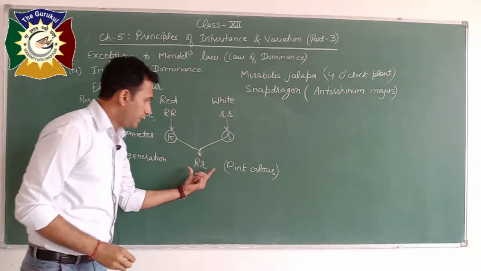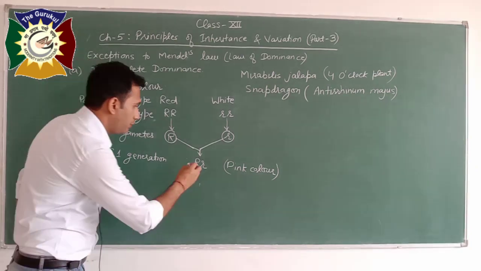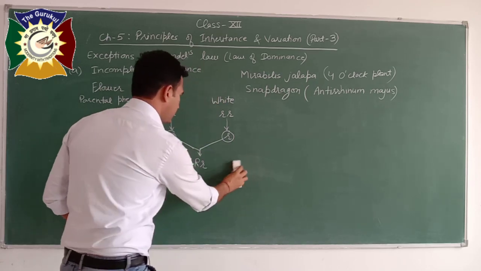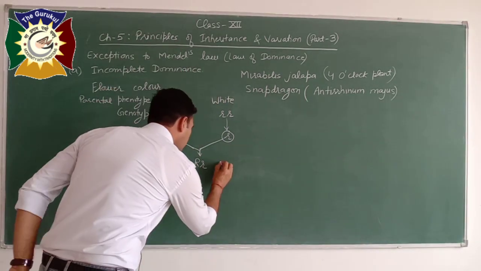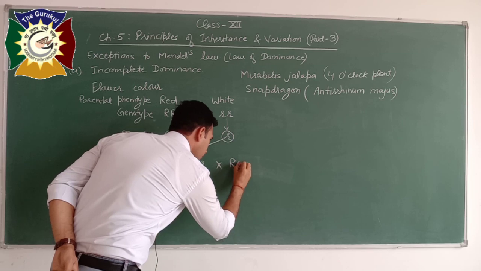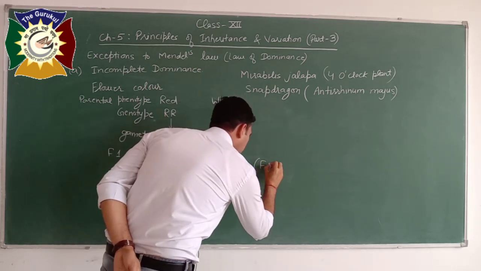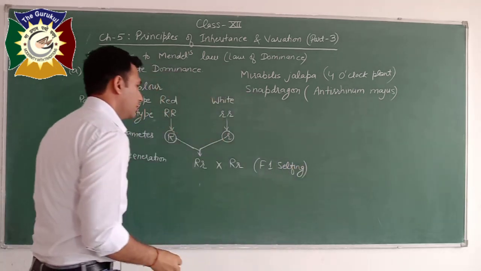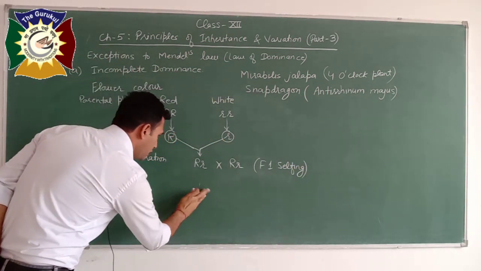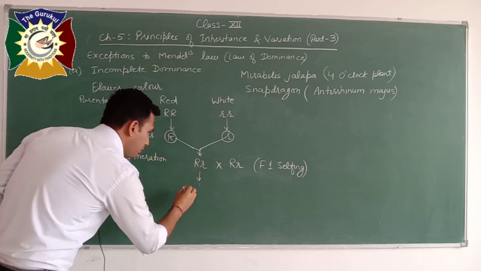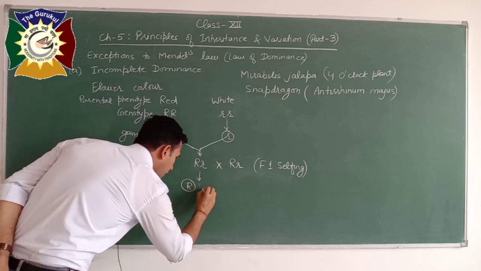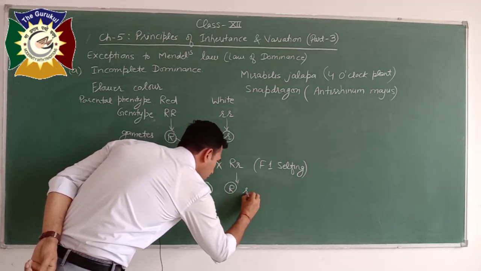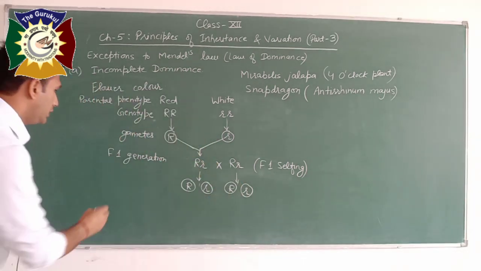Now we will take it to the F2 generation. So when we are doing selfing, so we will do selfing here. So this is called as F1 selfing. When we do selfing, there will be two types of gametes from here, capital R, small r, and again two gametes, capital R, small r. These are gametes.